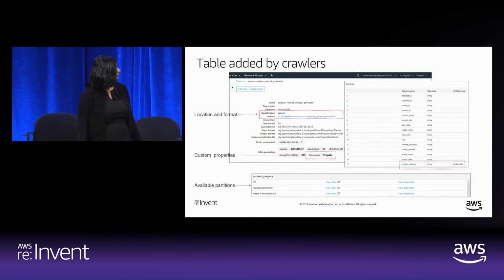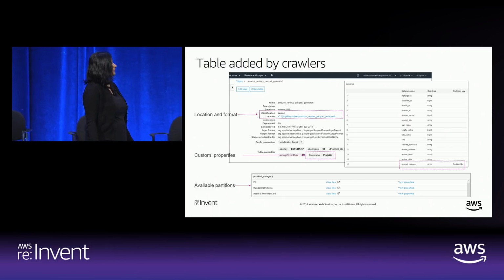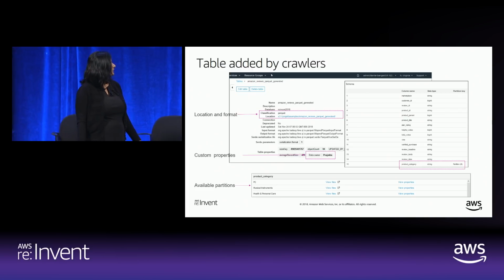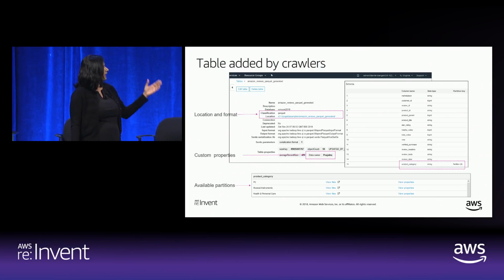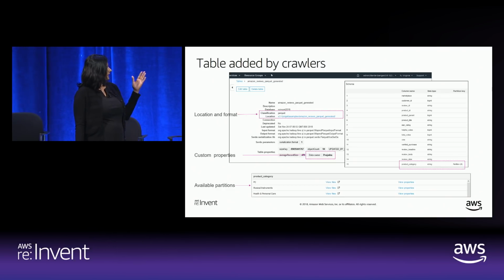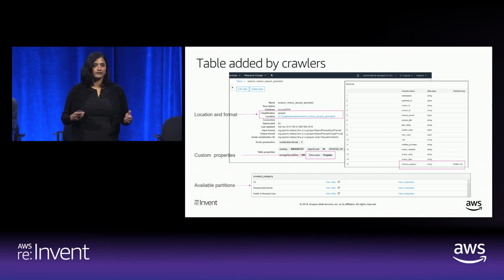This is an example of a table that's been added by crawlers. This table points to a data set that contains Amazon reviews. And as you can see, crawlers have identified the format and added that as a classification. They have also added the location of the data. And they've added certain Hive Metastore compatible properties, as well as certain data statistics as table properties. Crawlers have also detected the partitioning key and registered the available partitions in the Glue data catalog. And you can add your own custom properties, like the one that I've added there, and further enrich the metadata and make this data more discoverable.